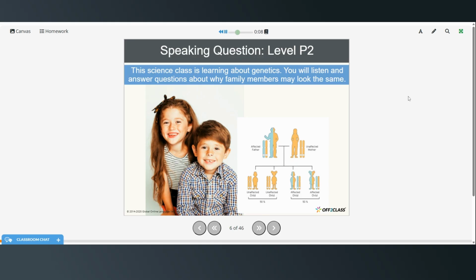This science class is learning about genetics. You will listen and answer questions about why family members might look the same.